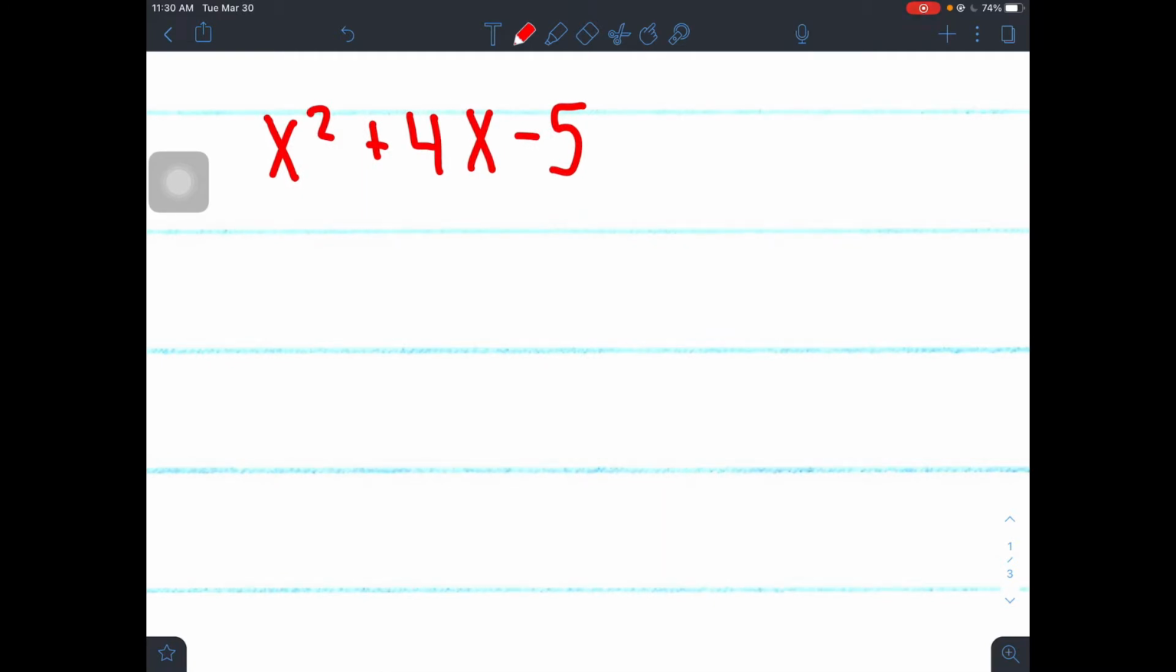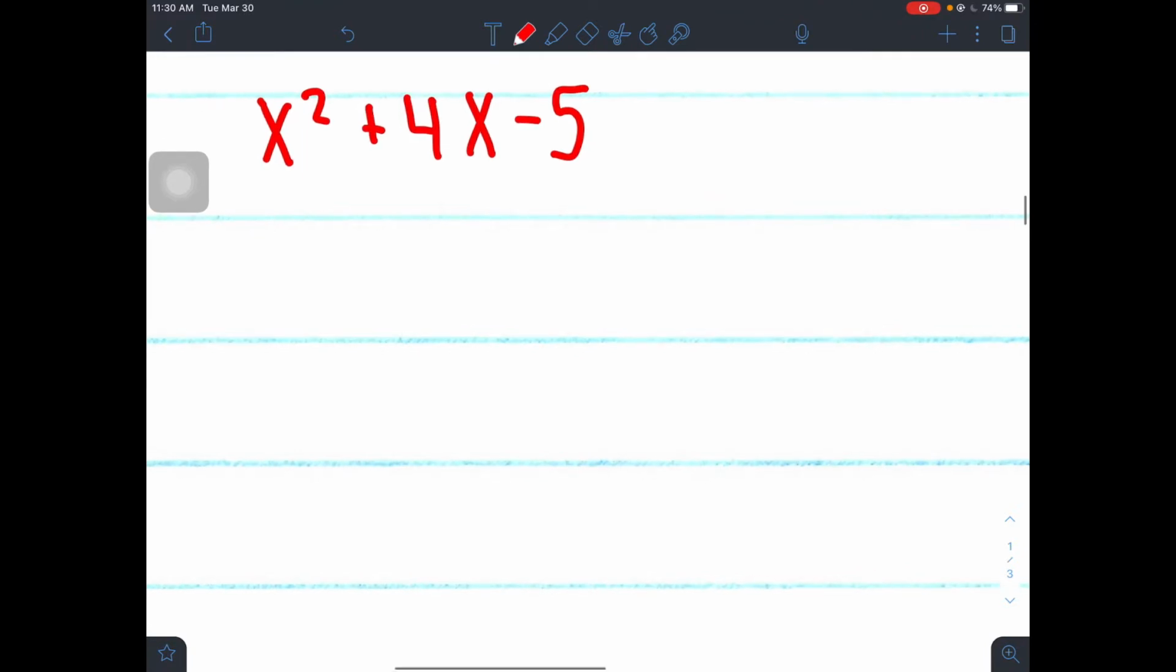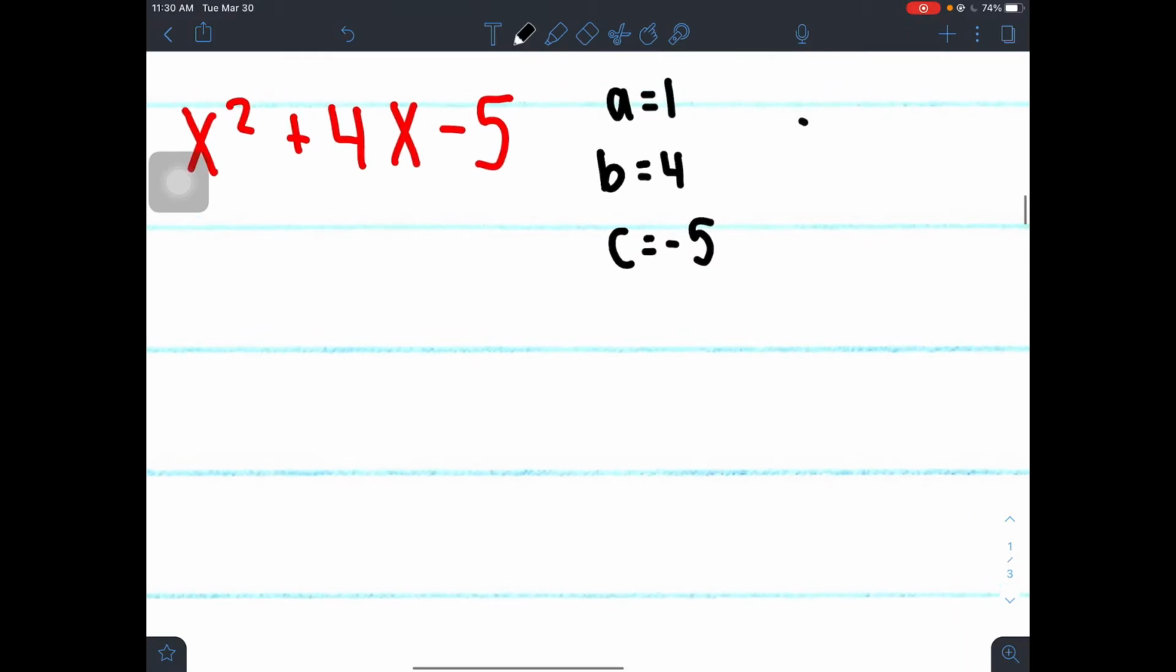It is in standard form. Remember, standard form means you start with the highest exponent first, and then it decreases. Then you check for a greatest common factor. Between these 3 terms, x squared, 4x, and negative 5, there is no greatest common factor other than the number 1. Remember, 1 doesn't change anything, so we just move on. Let's identify our a, b, and c. Our a is positive 1, our b is positive 4, and our c is negative 5. We're going to use the AC method, so I want to draw my x, AC on top, b on the bottom.